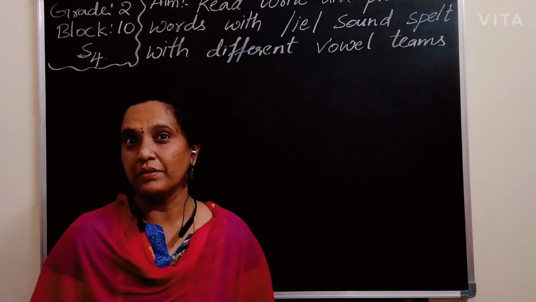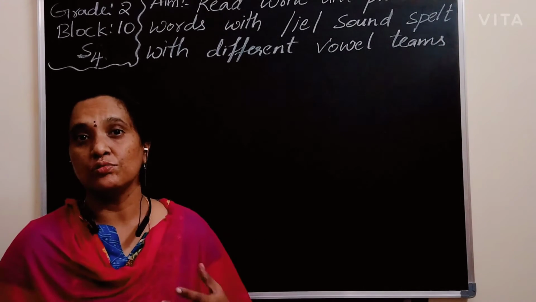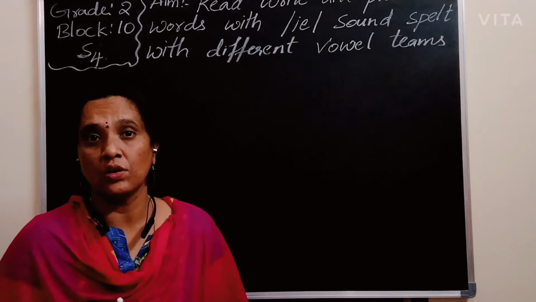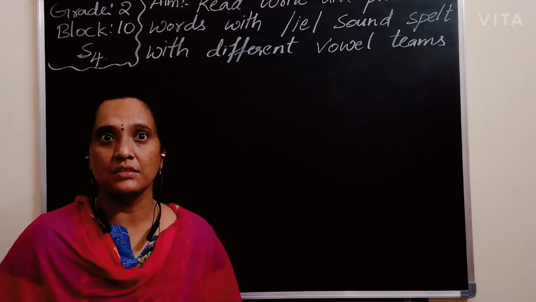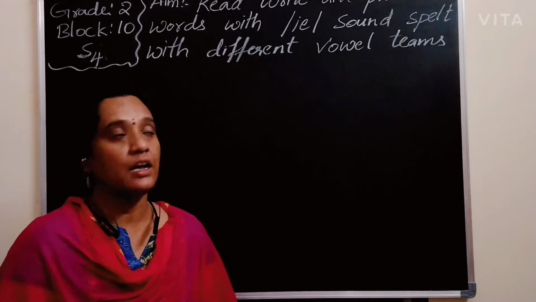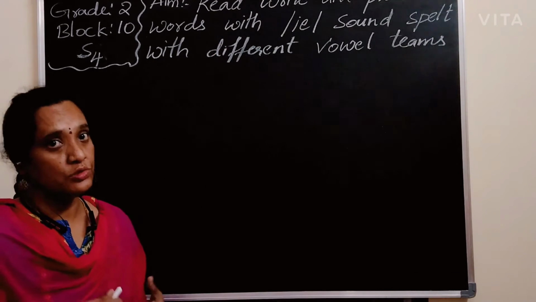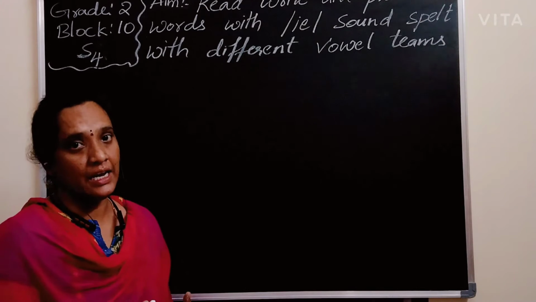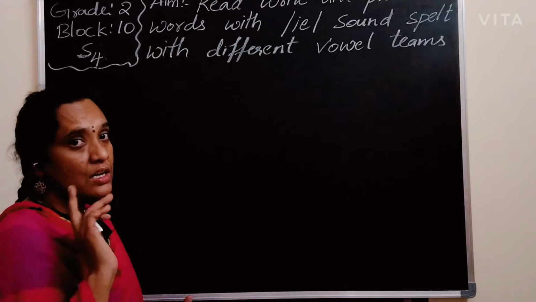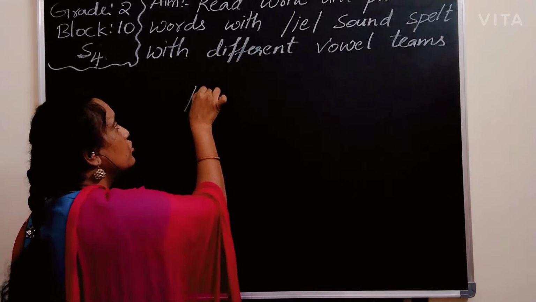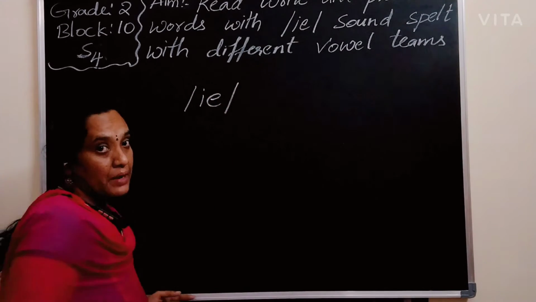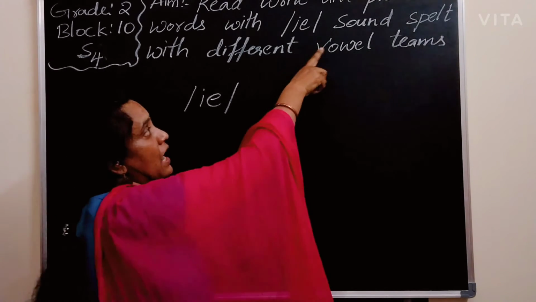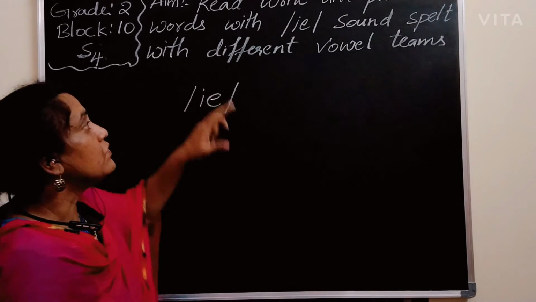Hello kids. In the previous class we learned how to read, pronounce and write OE sound words, that is O sound words. Now in this class, some other vowel teams. What are they? Let us see. Today also we are going to read, write and pronounce the words with IE. We can see two vowels, I and E, but they give a single vowel sound, I. They are giving the I sound and are spelled with different vowel teams.